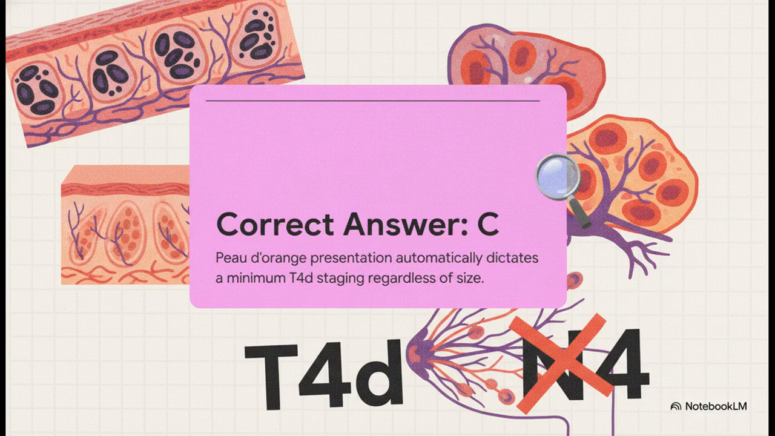C is the correct statement. Under AJCC rules, inflammatory breast cancer, which you'll recognize by those very specific orange peel-like peau d'orange skin changes, is automatically, right off the bat, designated as T4D disease.